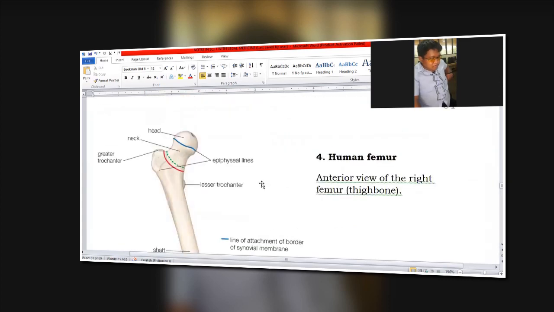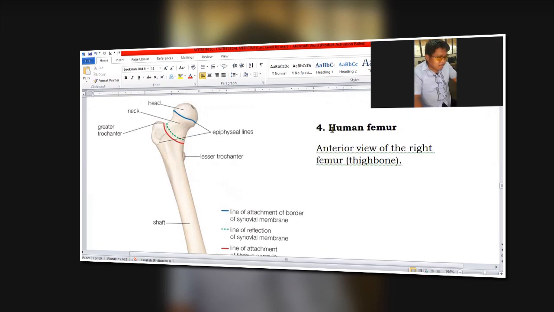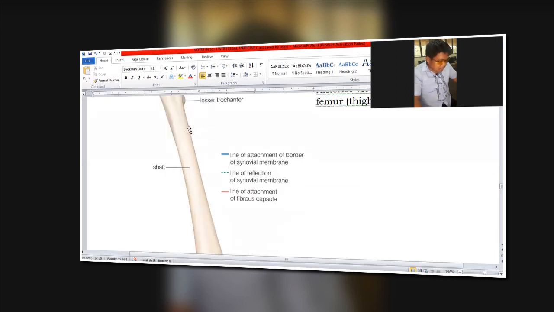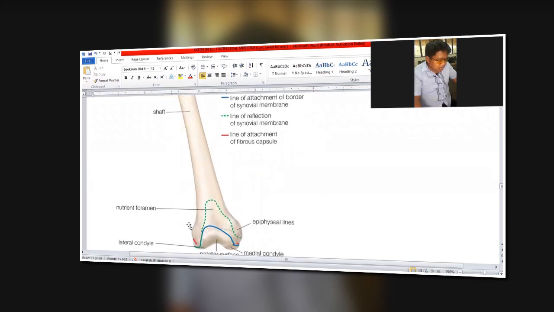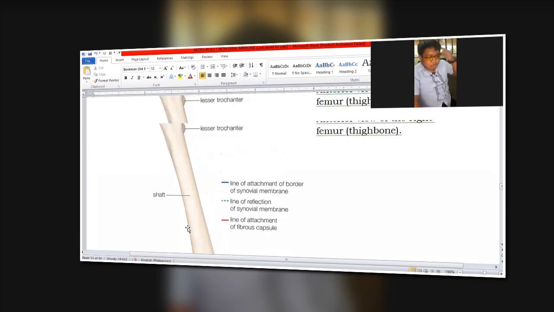Then the human femur, the thigh bone, in the leg. That is the head of the femur, the neck, the greater trochanter, the epiphyseal lines, the lesser trochanter, the shaft. That is the femur, a big bone.